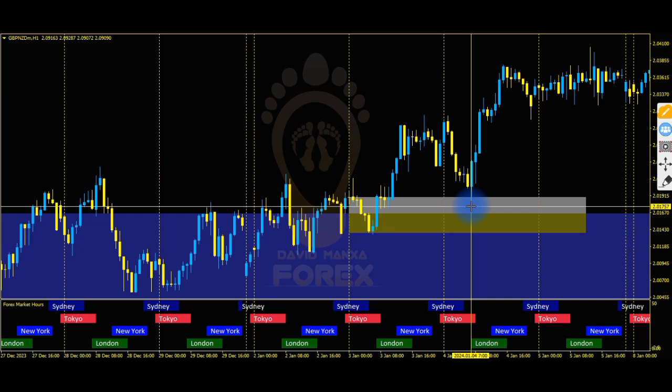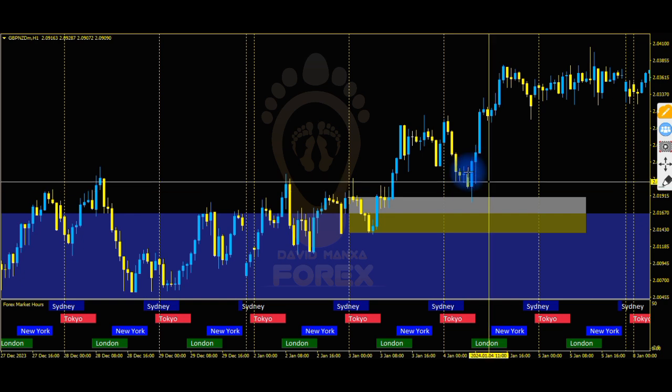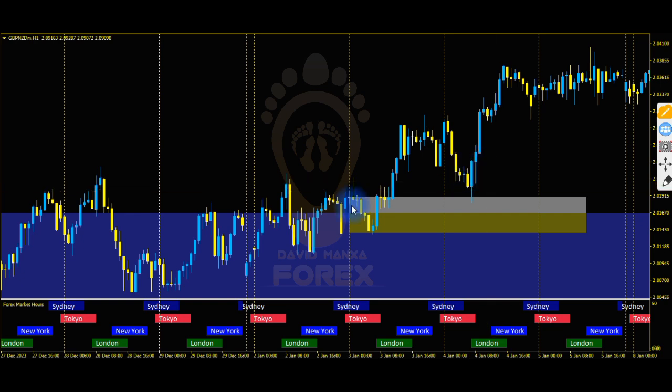So it is happening during the London session, and then you have this beautiful, I like to call this inside out engulfing, but you can call it a simple engulfing candle. So this candlestick formed after price tested a demand zone during the London session.